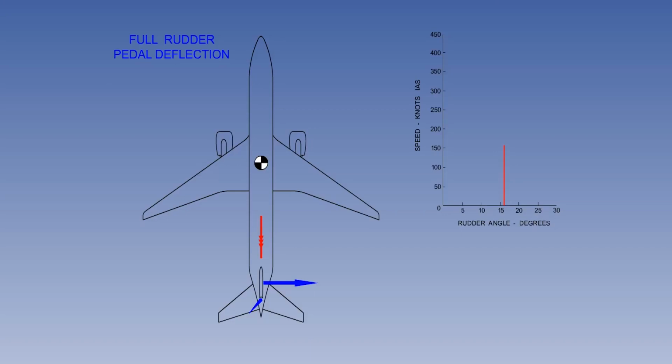You can see that full rudder displacement is available up to about 160 knots indicated airspeed. Above that speed, the rudder ratio changer reduces the maximum available rudder displacement at a rate inversely proportional to IAS to maintain the required rudder authority.